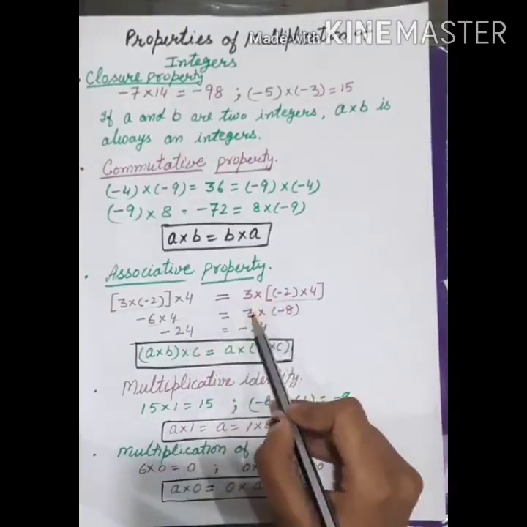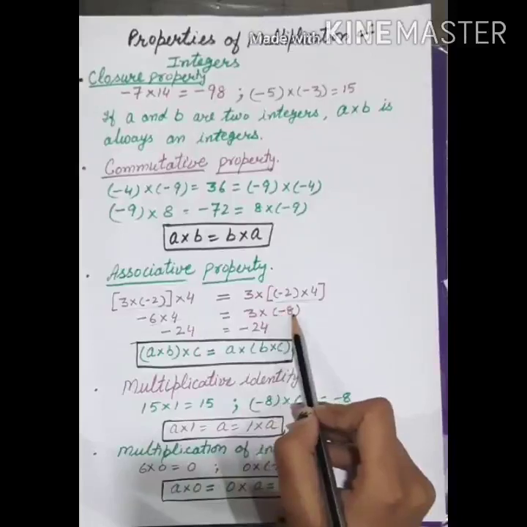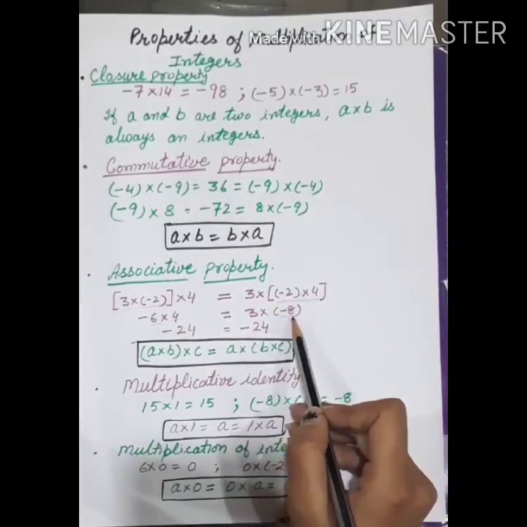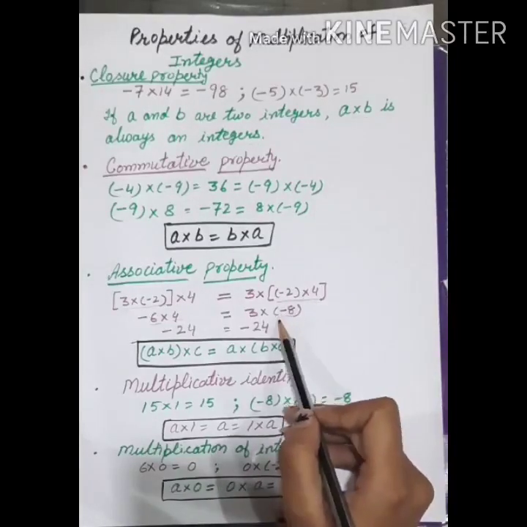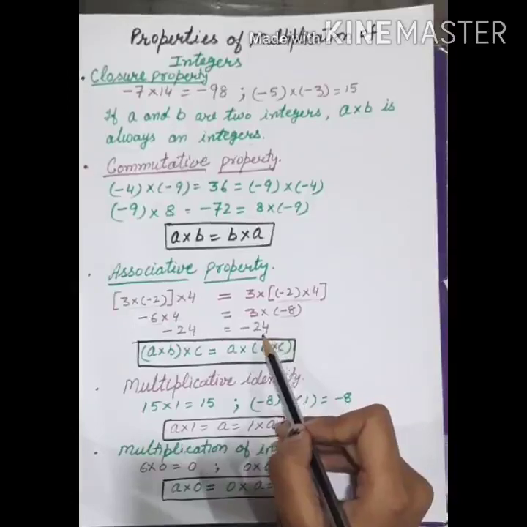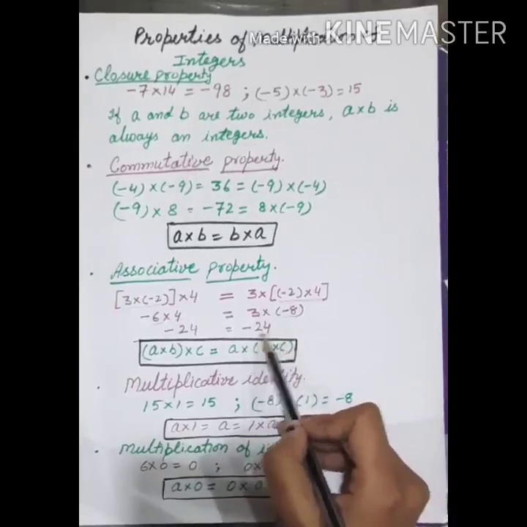Next, 3 multiplied by minus 2 multiplied by 4. Minus 2 multiplied by 4 becomes minus 8. 3 multiplied by minus 8 is equal to minus 24.